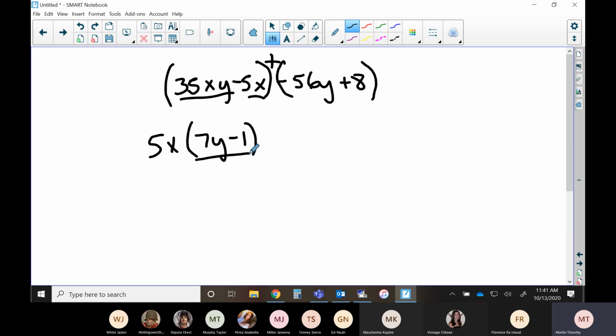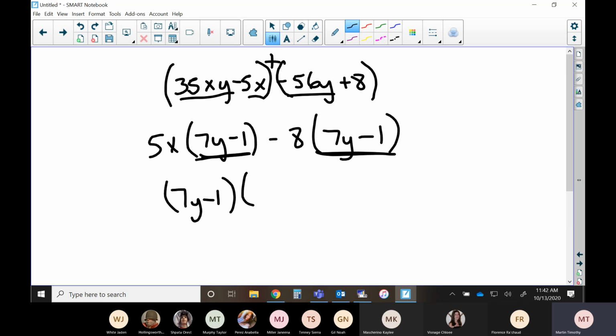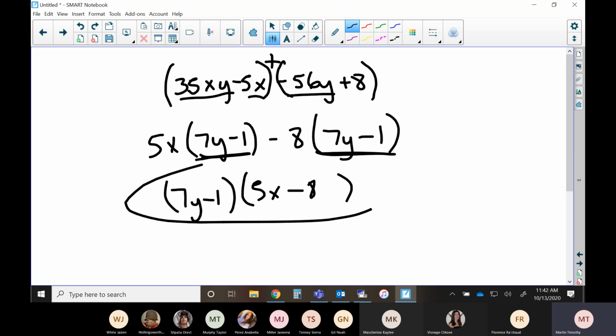I know I want this to be a 7y, so I'm not going to pull out a positive number. I'm going to pull out a negative 8. And why would I do that? Because when I pull out a negative 8, what am I left with then? Positive 7y, and then a minus 1, and then boom, I made it to where both of these have the same thing. So I'd go 7y minus 1, and then what's left in my other parenthesis? 5x minus 8. That's called factor by grouping.